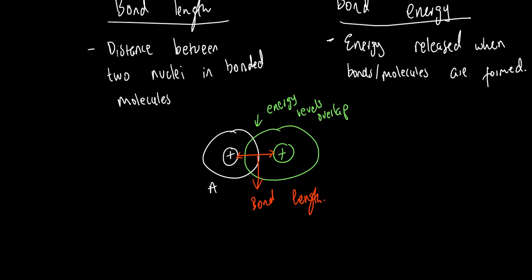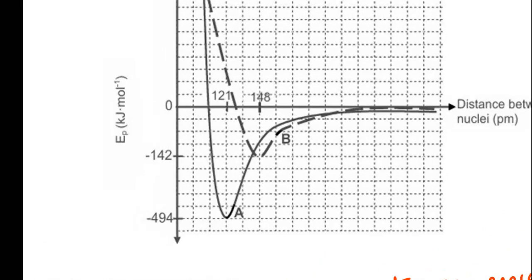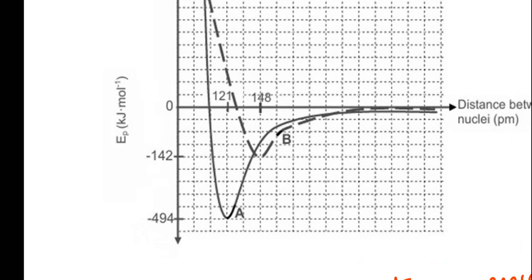But now, how do we see bond length on a diagram? Well, to see bond length, we check where the bond was formed, the bond energy is here, right? So the bond length will be from here all the way to there. That is the distance between the nuclei. It's called the bond length. And this is the bond length for A.